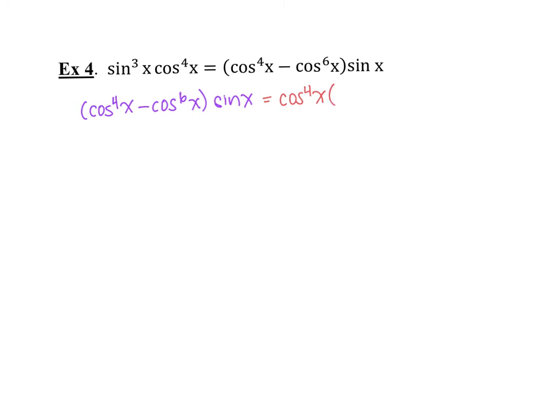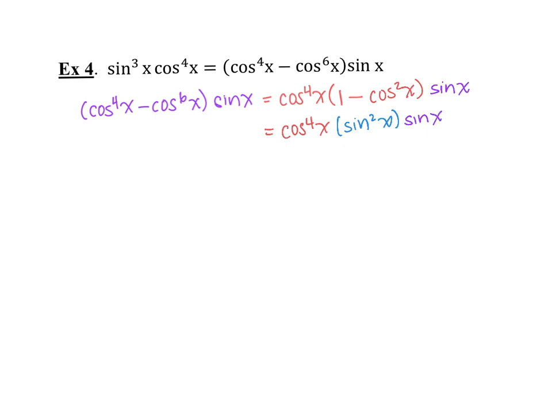If I take cosine to the 4th x out of the first term, I'm left with 1 minus, and if I factor cosine to the 4th x out of cosine to the 6th x, I'm left with cosine to the 2nd x. Then I still have that sine x hanging out at the end of my expression, so we'll just keep it there. The cosine to the 4th x is nice because I can see that's what I'm trying to prove. Now 1 minus cosine squared x is a Pythagorean identity, so 1 minus cosine squared x is actually sine squared x. Then I'm going to bring down the sine x.